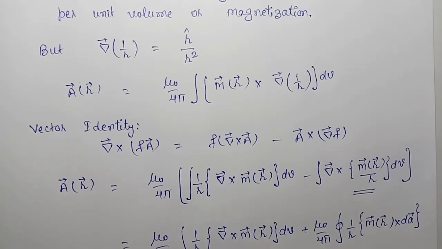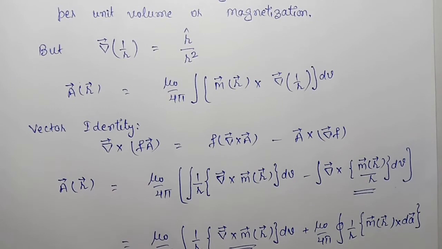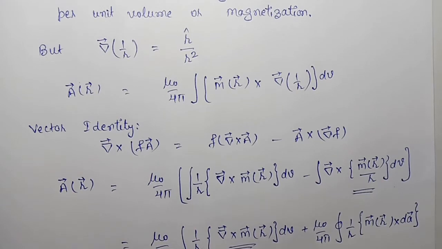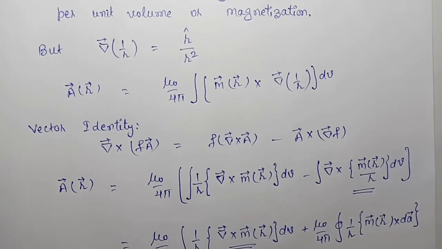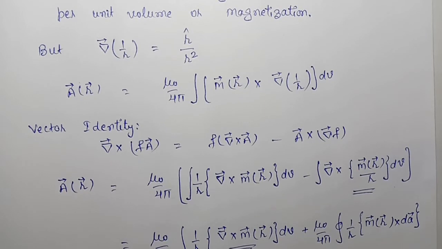Okay, so now this first term, that is del cross M, is equal to Jb, that is the volume bound current, and the second term, that is M cross n cap, is equal to Kb, that is a surface bound current. So here the first is the volume bound current and the second is the surface bound current.